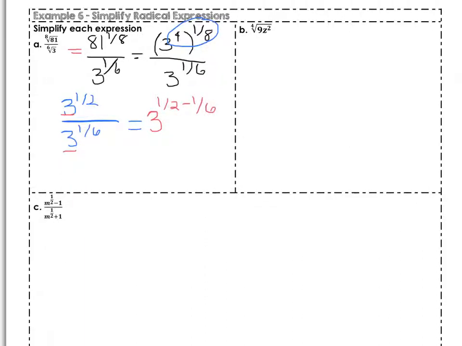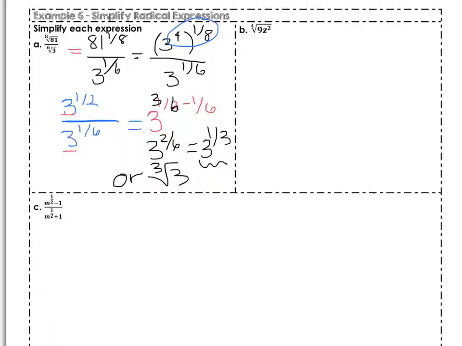1/2 minus 1/6. Well, we need a common denominator in order to subtract fractions, so I can just rewrite 1/2 as 3/6. 3/6 minus 1/6 gets me 2/6, which is equal to 1/3. So I'm really dealing with the problem of 3 to the 1/3, or you can just say the cube root of 3. Let's look at the next one.